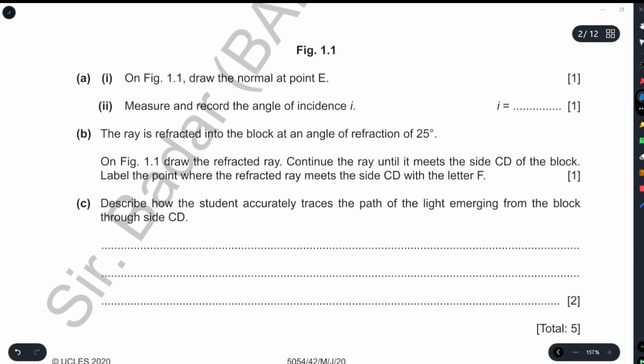Describe how the student accurately traces the path of light emerging from the block through CD. तो बहुत आसानी से हम इसको figure out कर सकते हैं. I'll post a video of this experiment, so you can easily follow the experiment. Essentially what we do is, in reflection or refraction के experiments, we use pins.